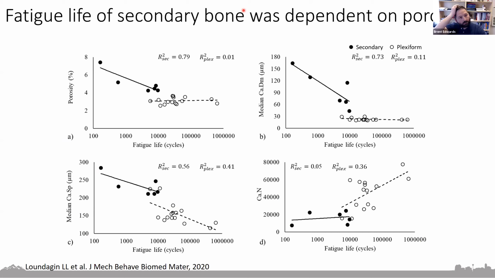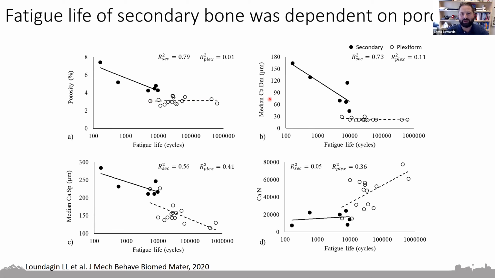All right, so here I'm illustrating the relationship between some of the microarchitectural measurements that we have and the number of cycles to failure. It's broken up into secondary osteonal bone, which is the dark circles, and plexiform bone, which is the white circles. The first thing you can see is that there is a significant correlation between the porosity of the sample and the fatigue life of the sample. If we look at secondary osteonal bone, we don't observe any relationship in plexiform bone, although there's not a lot of variation in porosity there.